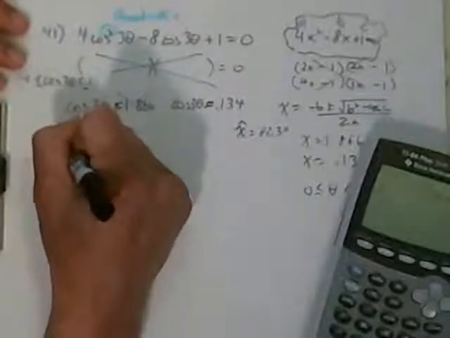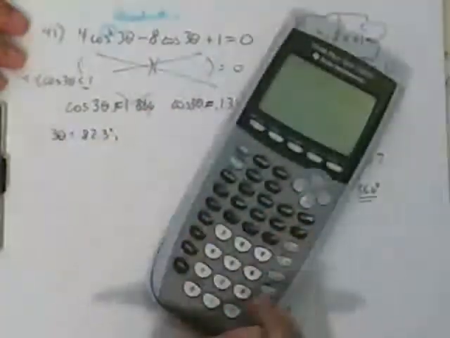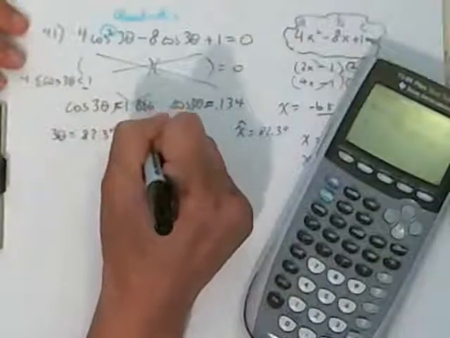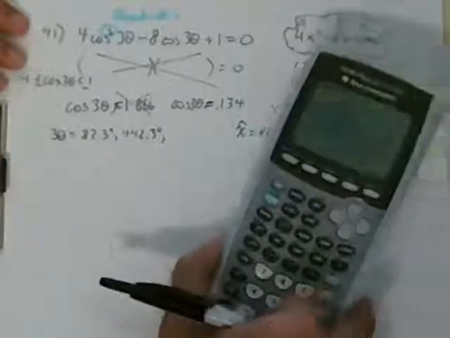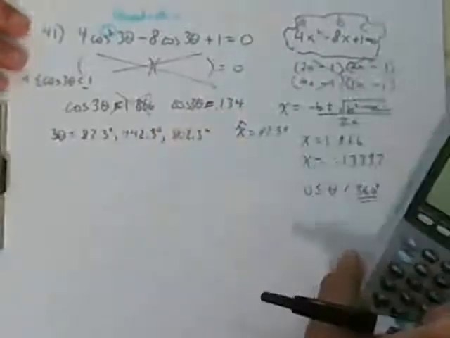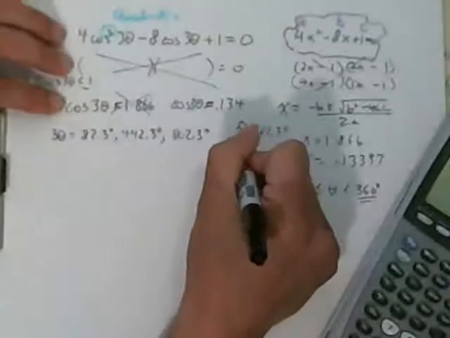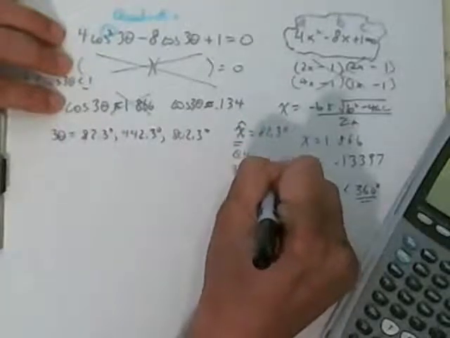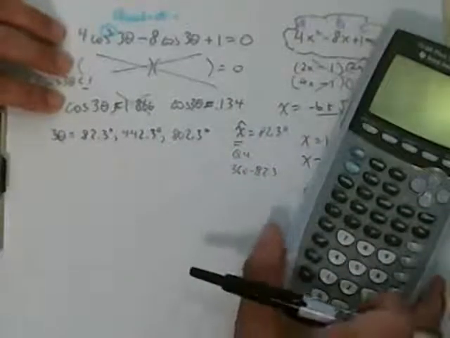So 3 theta is equal to 82.3 degrees. I'm going to add 360 to that, which is 442.3 degrees. I'm going to add 360 to that, and it's 802.3. That's the first round. Cosine is also positive in quadrant 4, so it's going to be 360 minus 82.3, which comes out to be 277.7.